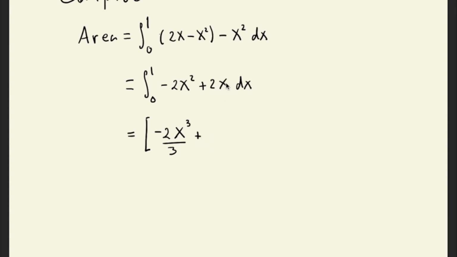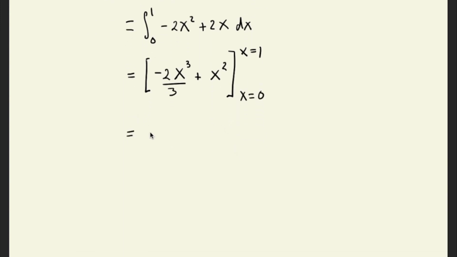Plus, here you add 1 to the exponent, it turns into an x squared, and you divide by 2, it will cancel out that 2, right? 2x is the derivative of x squared. Right? You plug in your bounds, x equals 1 and x equals 0.